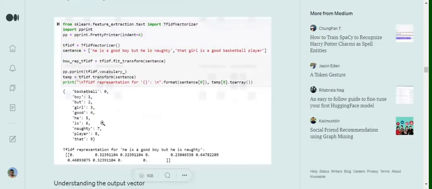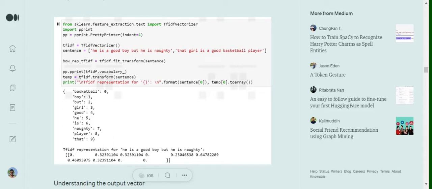So let's look at an example and understand how it works. Assume that we have these two sentences coming in. He is a good boy, but he's naughty. That girl is a good basketball player. First of all, we will create our vocabulary. You can see that our vocabulary constitutes 10 words, and each one has been assigned a unique index number from 0 to 9.